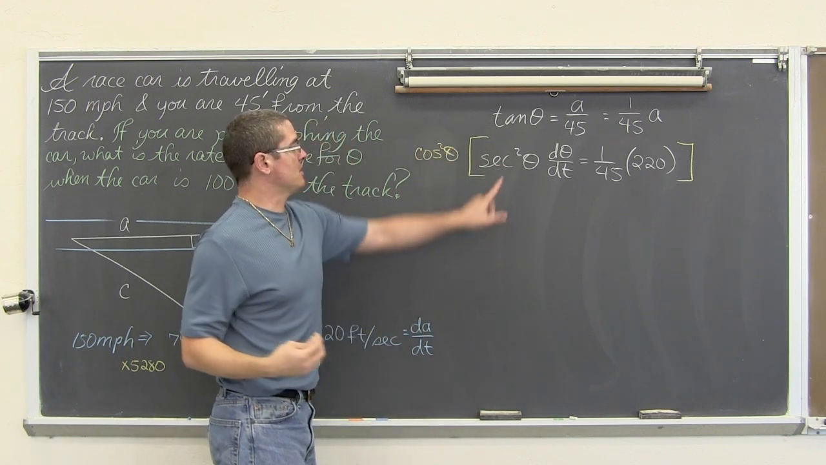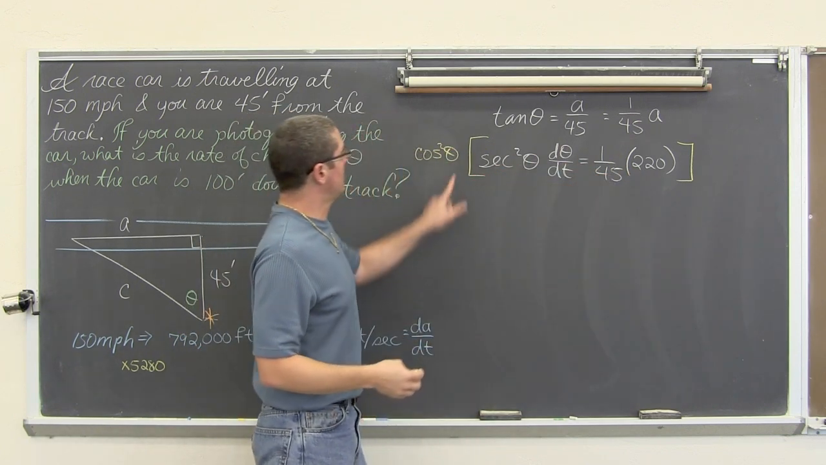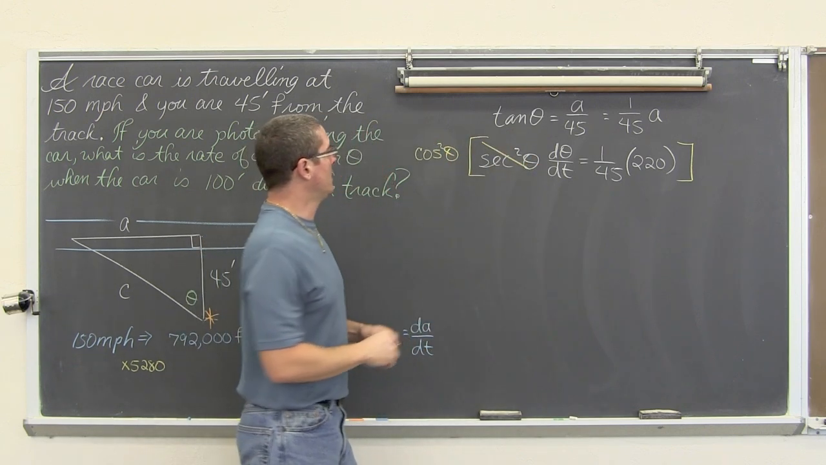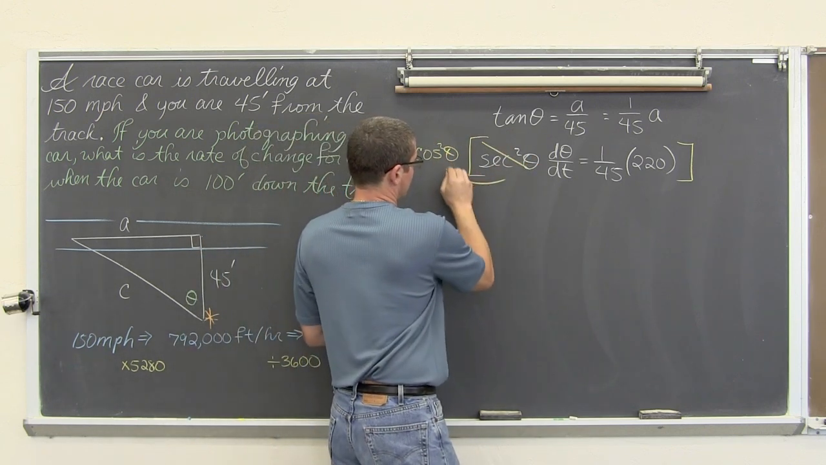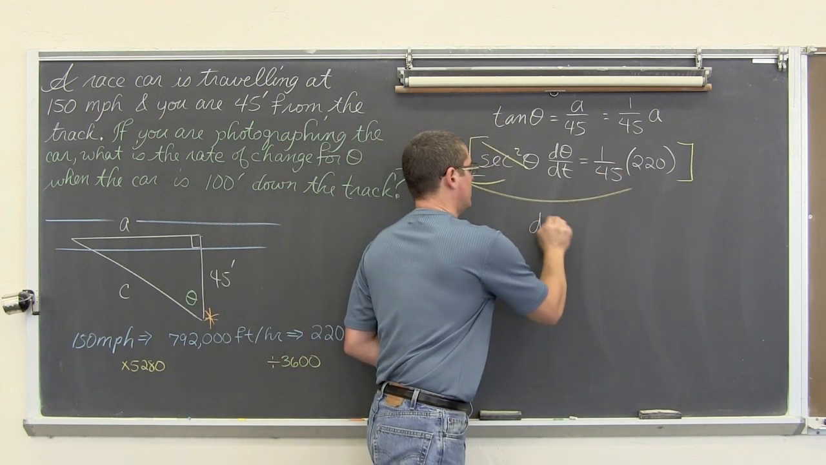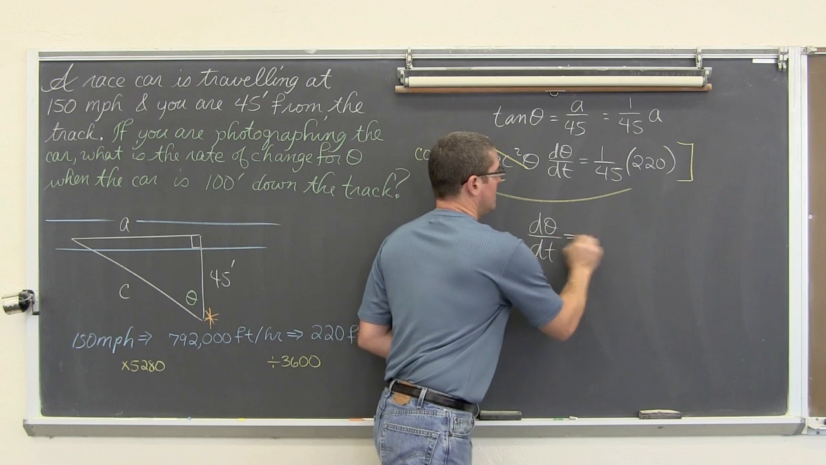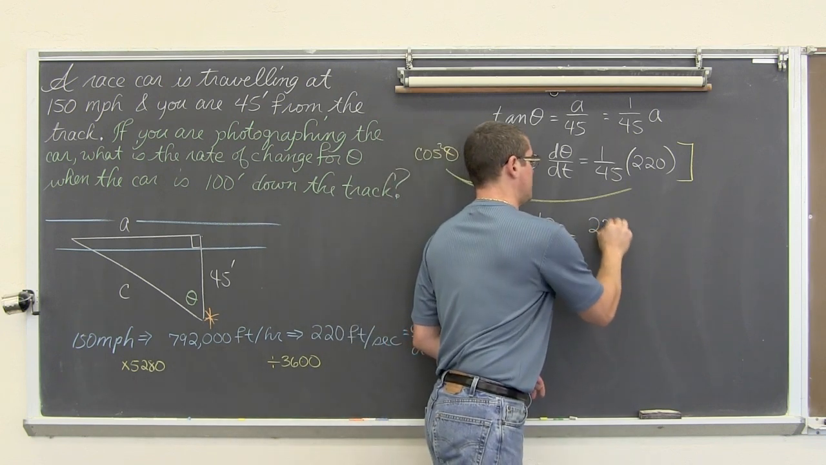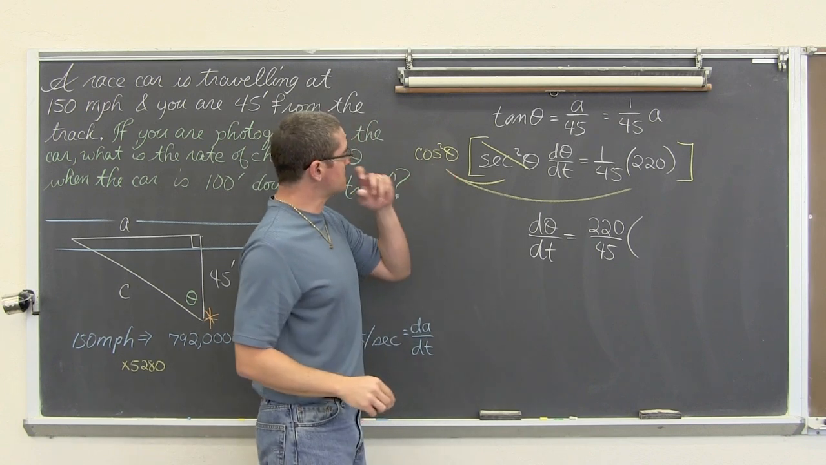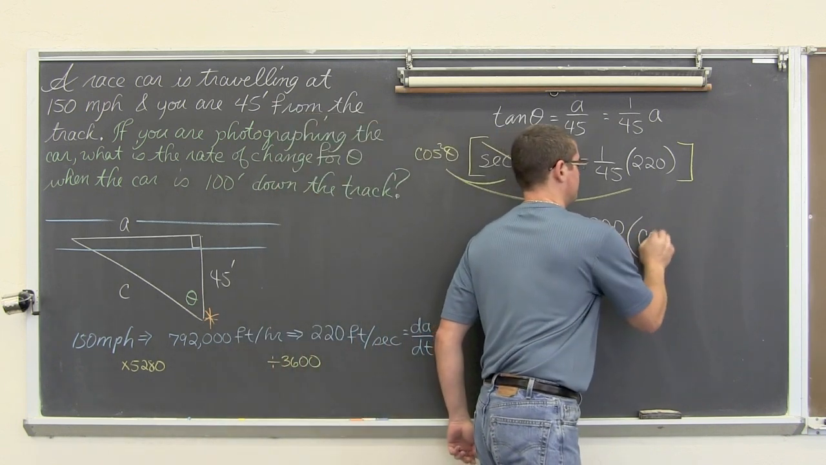And there's only two terms here, one on the left, one on the right. So we're going to cancel this over here. The secant squared is going to cancel out when we distribute, and of course we're going to distribute it to the other side as well. So we're going to have dθ/dt equal to 220 over 45 times cosine squared θ.